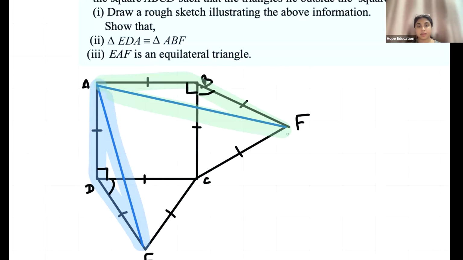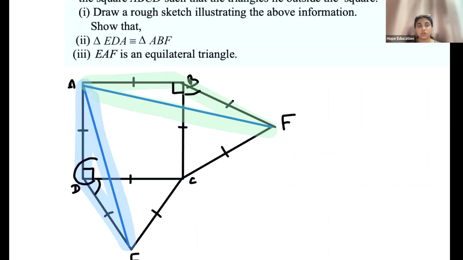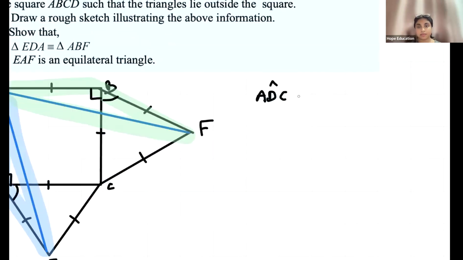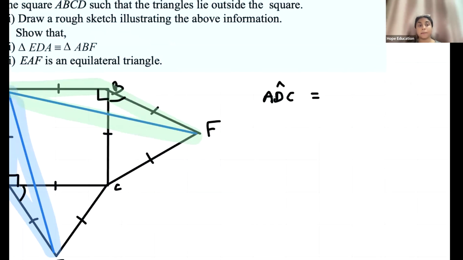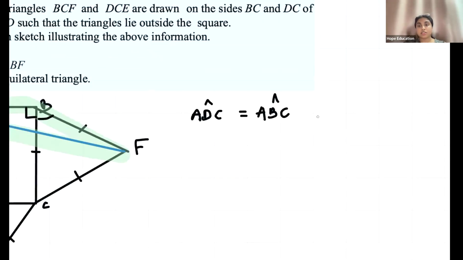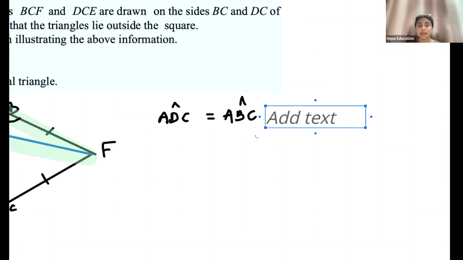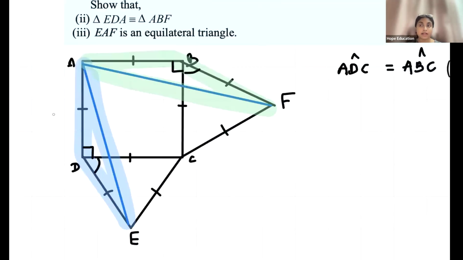Angle ADC is equal to angle ABC. Why are they equal? Sides of a square, because we know sides of a square are equal. On the other hand, we know that this angle and this angle are equal because they're both equilateral triangles, and we know the angle is equal.